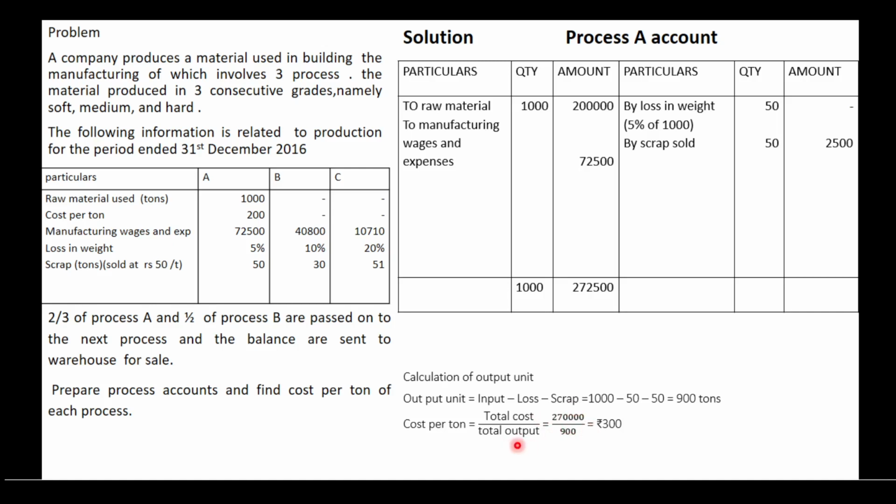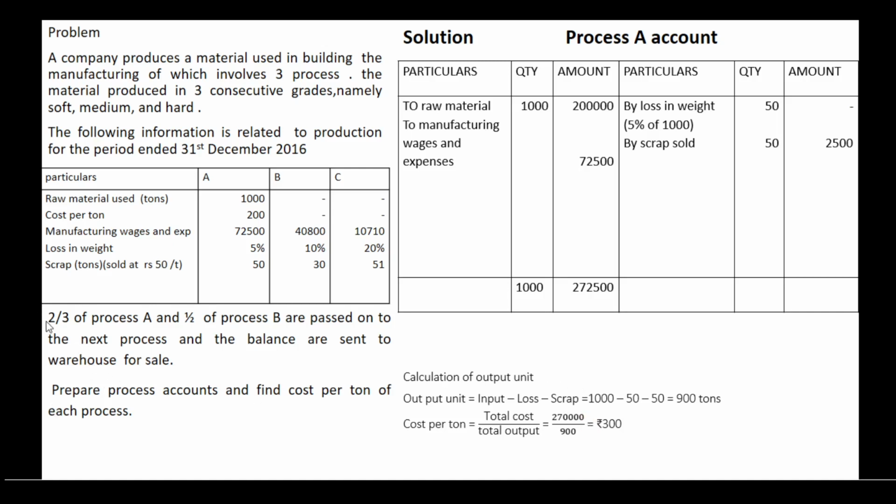The total output means the input units minus the losses and minus scrap, that is 900 tons. So cost per ton is total cost divided by total output, that is 2,70,000 divided by 900, equal to rupees 300. That is the cost per ton. Output units are 900 tons and the cost per ton is rupees 300. So now we enter this.